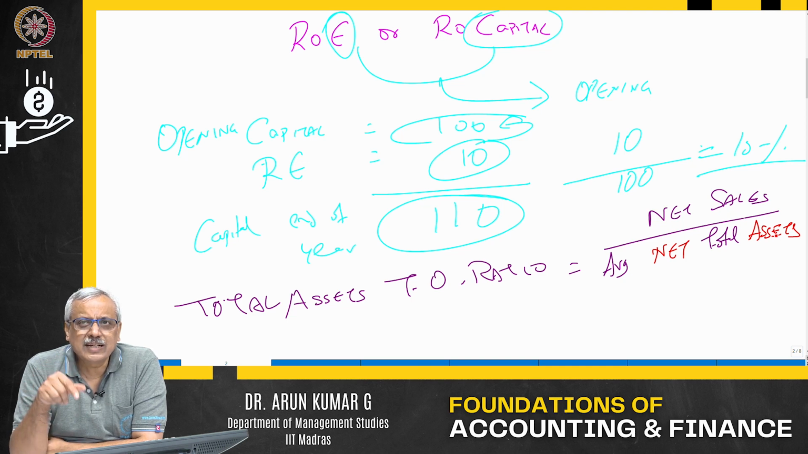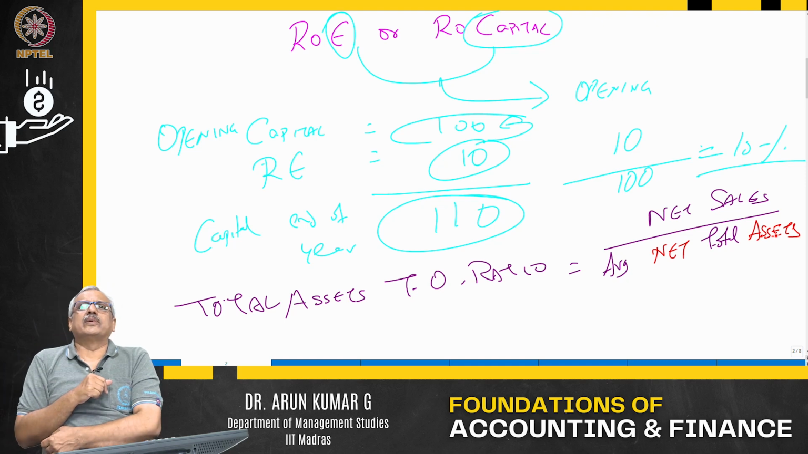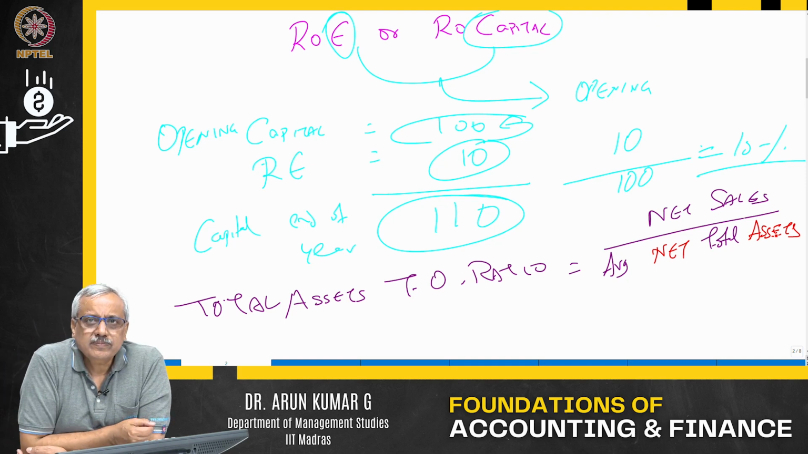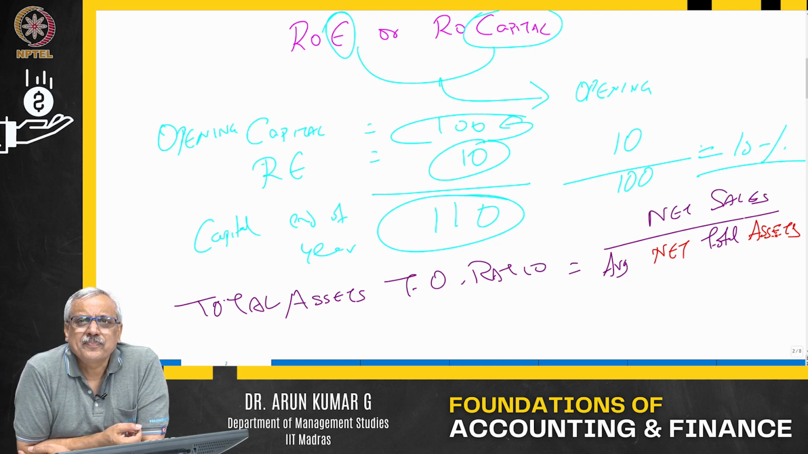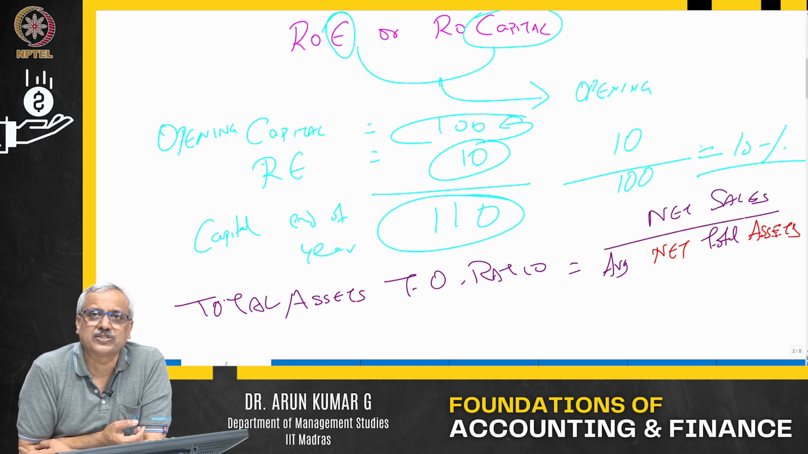Sir, in what context should I use fixed asset turnover ratio? In what context should I use total asset turnover ratio? Typical manufacturing, with a heavy amount of investment, where fixed assets constitute a substantial portion of the total assets out there. Then fixed asset turnover ratio will be more meaningful in that case.